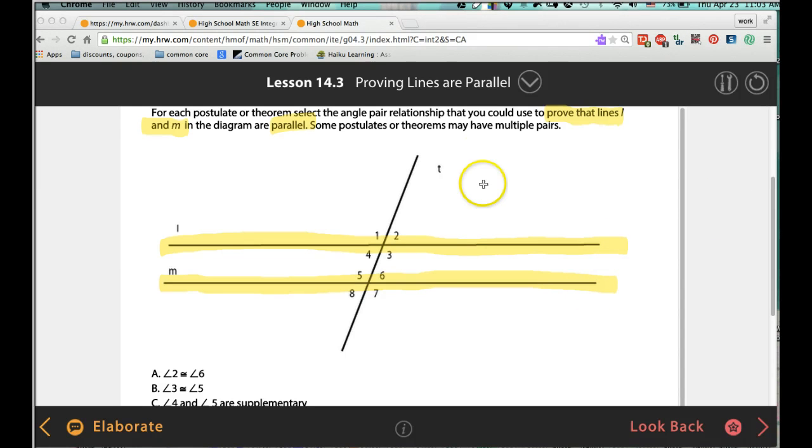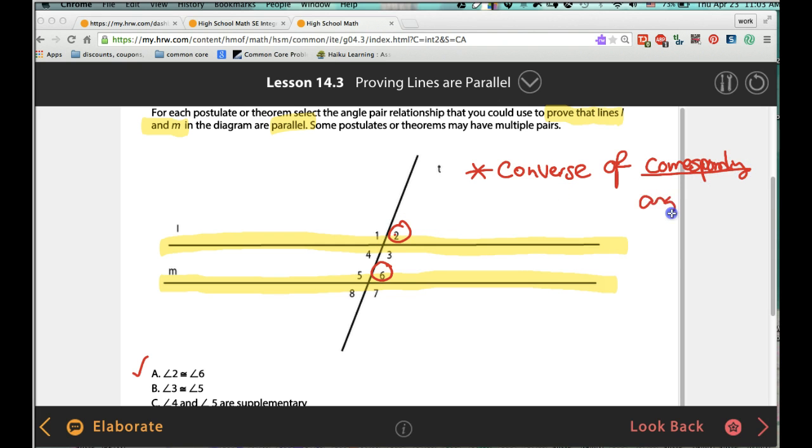So I'm going to write that word down. It's really important. When you have to prove that two lines are parallel to each other, you gotta always use the converse of angle pairs, whatever, right? Okay, so for example, if you look at option A, it says angle 2 and 6. Well, angle 2 and 6 are what kind of angles? Corresponding angles. Then, because of the converse of the corresponding angles postulate, we know that lines L and M are parallel to each other.